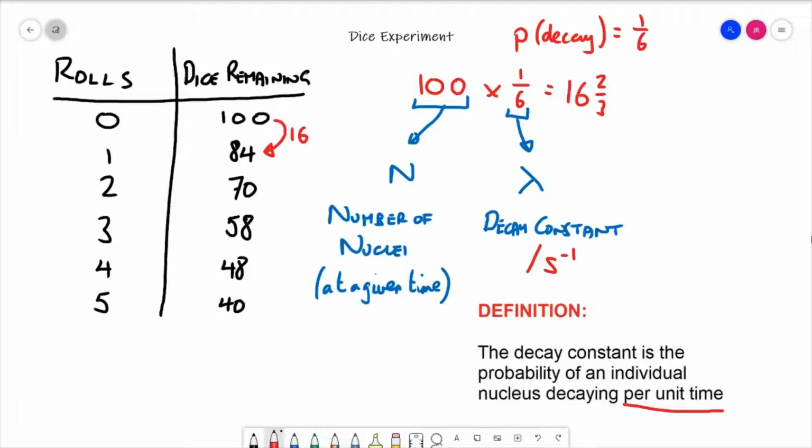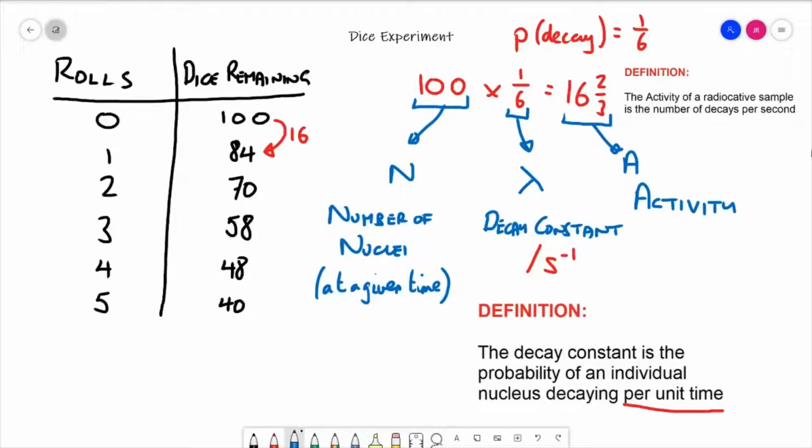Finally then, for this line that we've got, the 16 and 2/3, we are going to call that capital A, where capital A is the activity. And therefore we can get the definition for activity, which says that the activity of a radioactive sample is the number of decays per second. Again we've got this idea of per second. So from an SI point of view, the unit of activity will be per second, but we do now define a new unit, which takes the symbol capital B lowercase q, and the name for that unit is becquerel, named after Henri Becquerel, who was a French physicist.